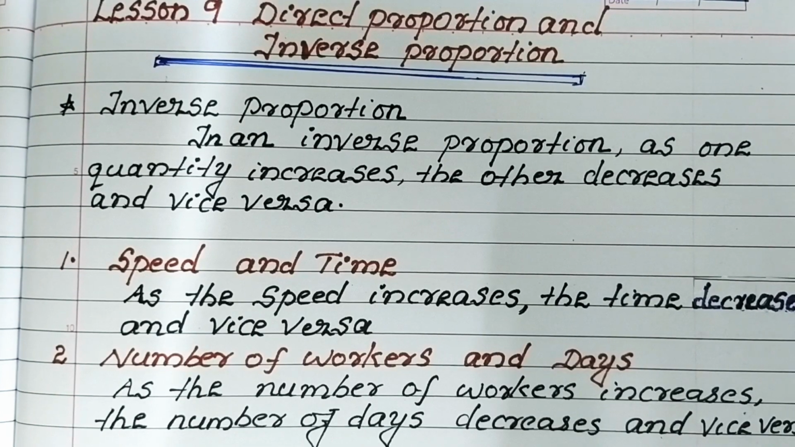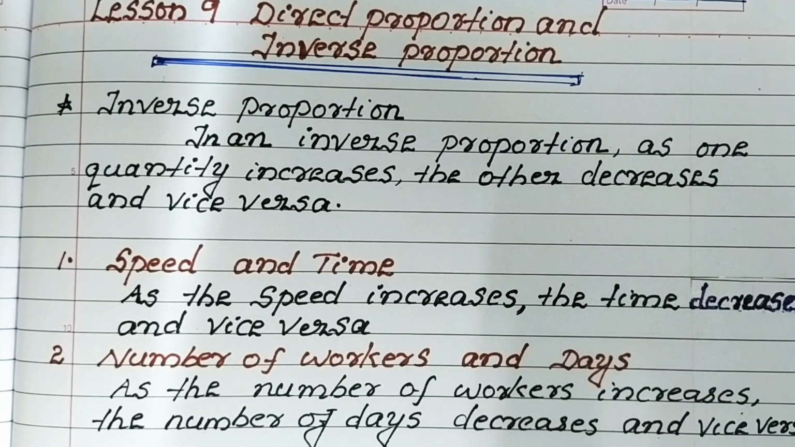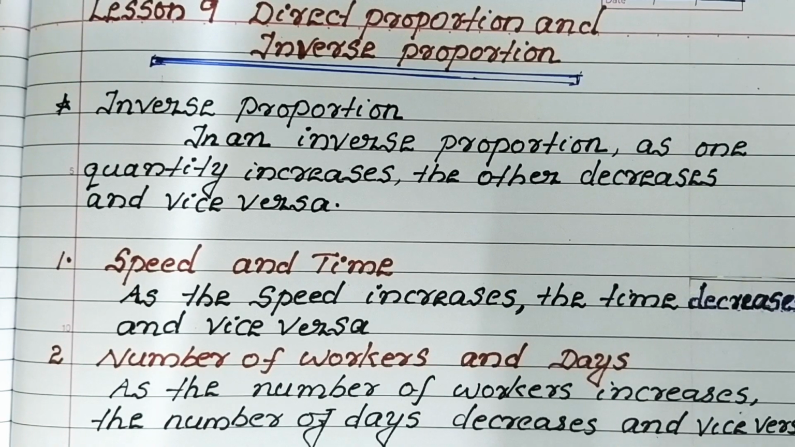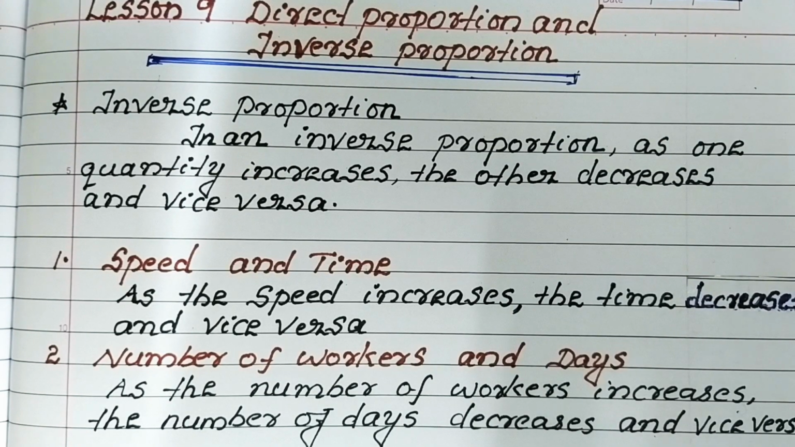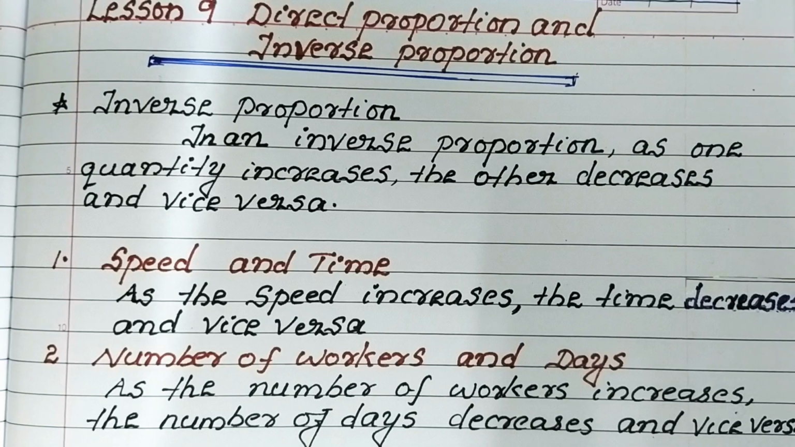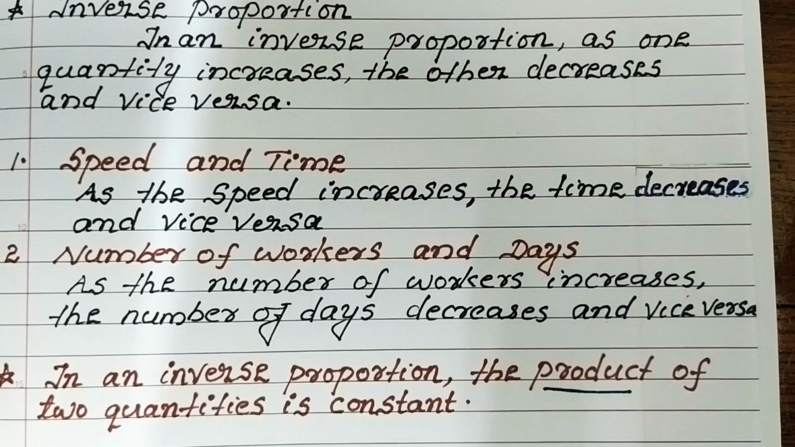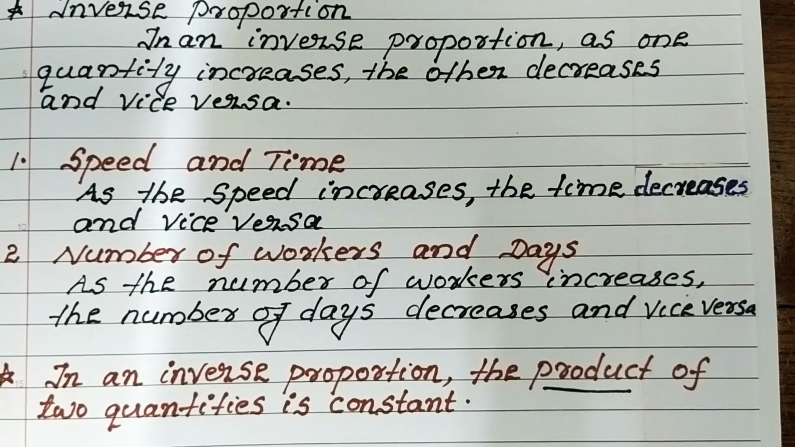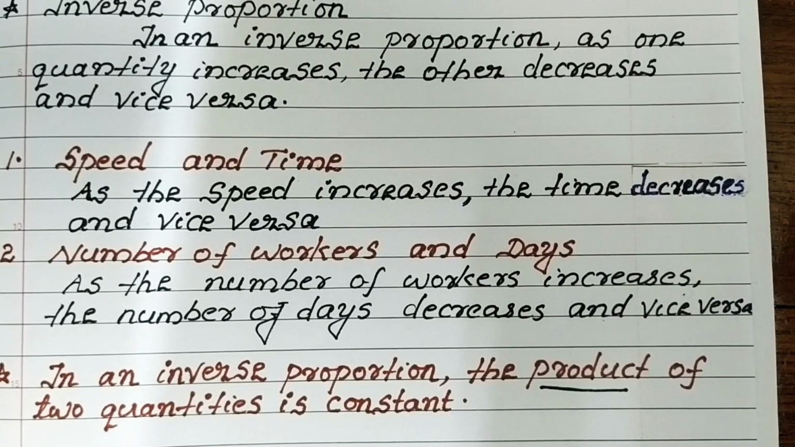In an inverse proportion, as one quantity increases, the other related quantity decreases. And if one quantity decreases, the other related quantity increases. For example, speed and time. As the speed increases, the time decreases. We know that if speed is more, we can reach the destination very fast. If speed is less, we take more time to reach.